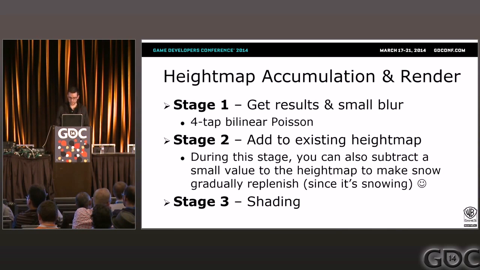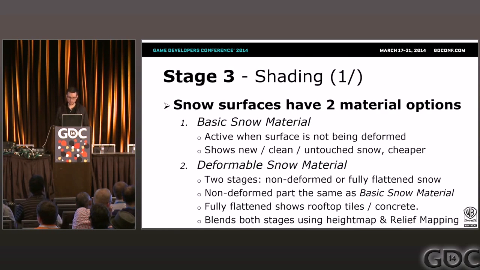But another trick is, for that second stage, you can also subtract a small value from the height map. This is how we slowly bring back the height map to its original min state, and again, to fake the fact that it's snowing outside. So we kind of get that for free. And then the third stage, which is shading. So I'll spend a bit more time on that.